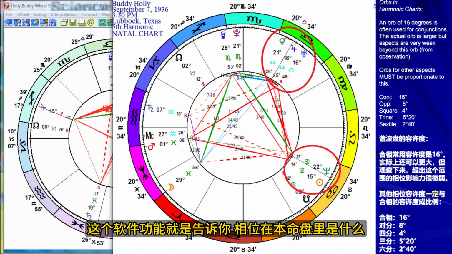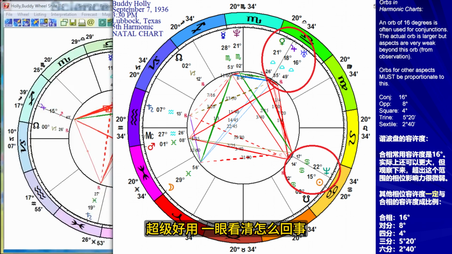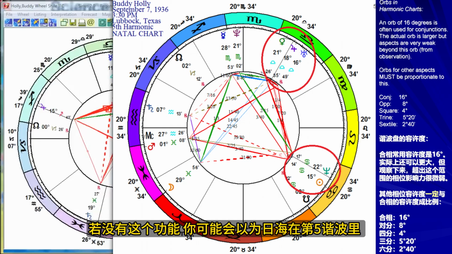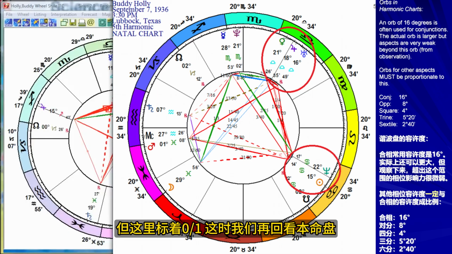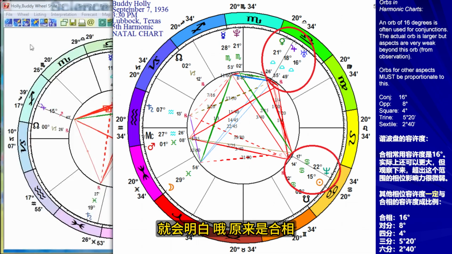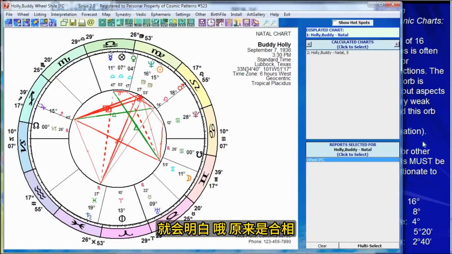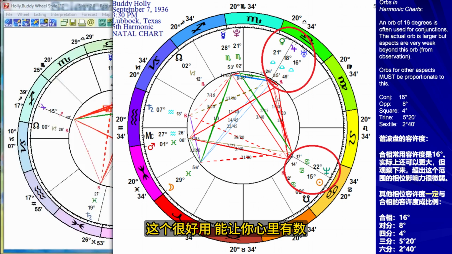And this feature to tell you what the aspect is in the natal chart is extremely helpful to let you know what's going on. Otherwise, without that, you might for a moment think the Sun, Neptune are in fifth, that they're quintile or biquintile, 1/5 or 2/5, but it tells you, oh, it's 0 over 1. Then you can go back to the natal chart and go, oh, yeah, it's conjunct. And it's just nice to know. It just helps your intuition.